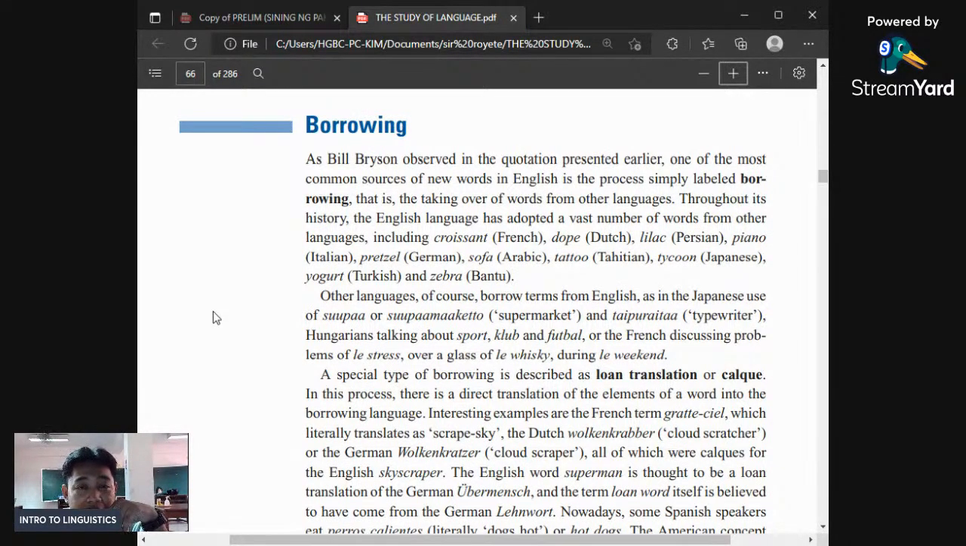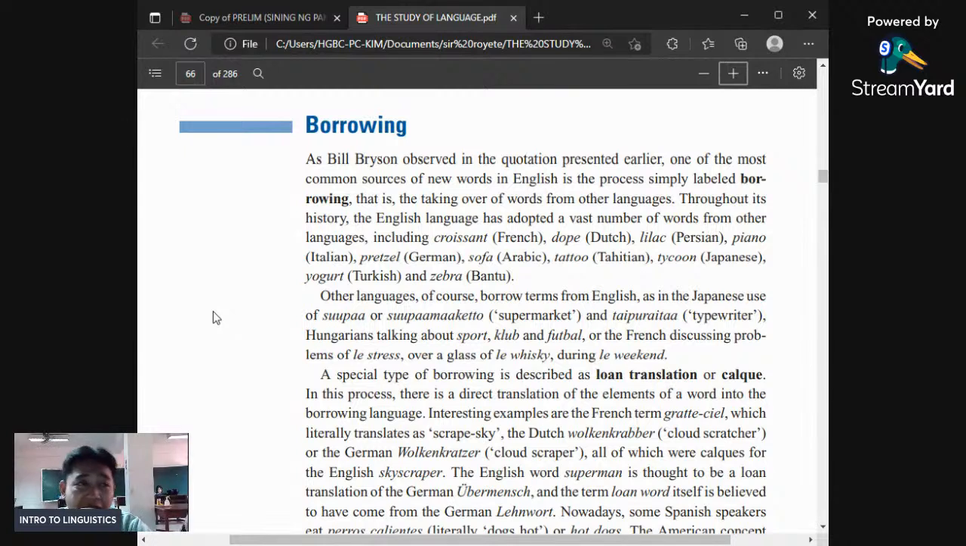So throughout its history, the English language has adopted a vast number of words from other languages, including croissant, French, dope, Dutch, lilac, Russian, piano, Italian, pretzel, which comes from German, sofa, Arabic, tattoo, Tahitian, tycoon, Japanese, yogurt, Turkish, and zebra, which comes from Bantu. Right? So that's what we call borrowing.